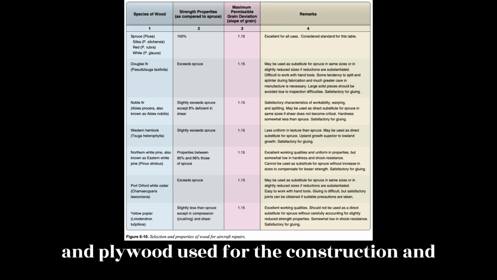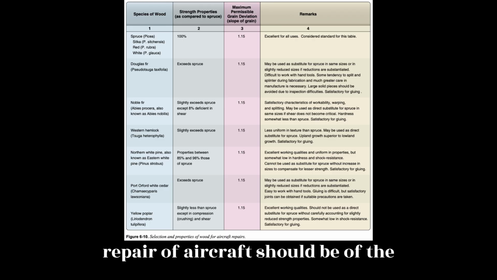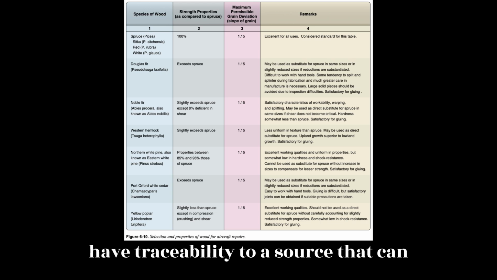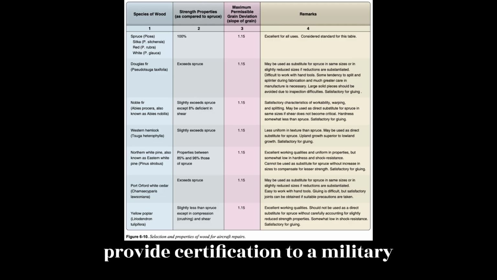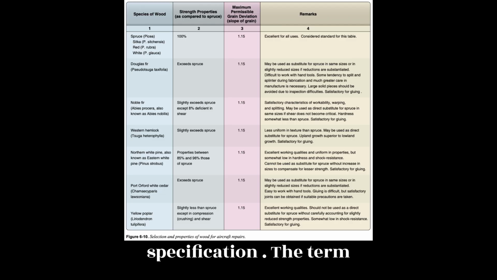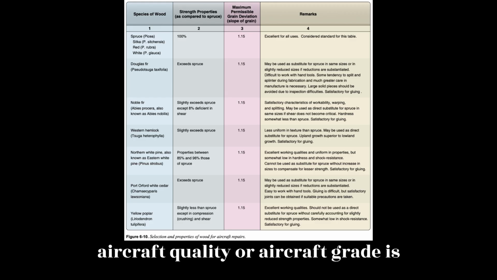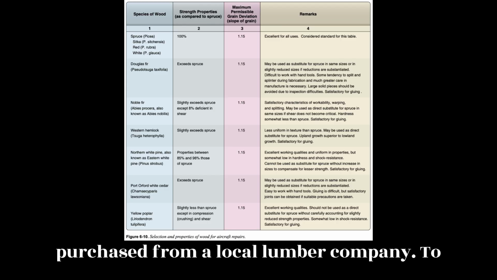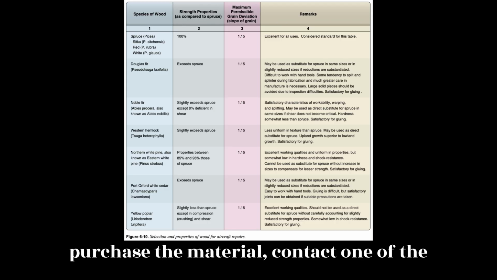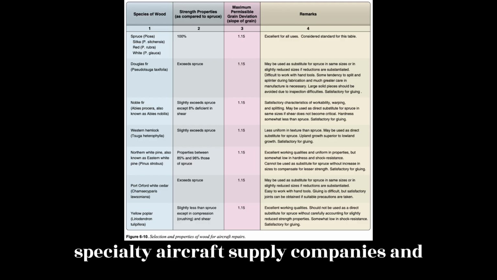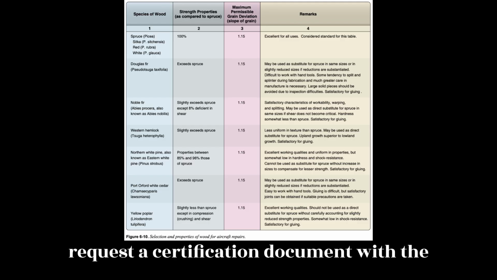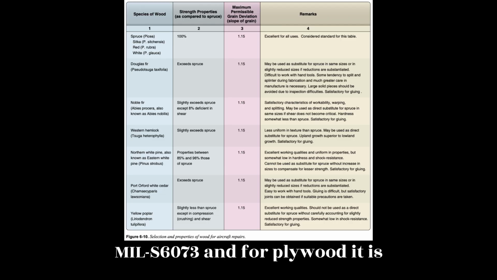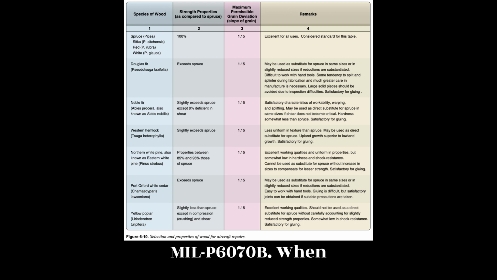All solid wood and plywood used for the construction and repair of aircraft should be of the highest quality and grade. For certificated aircraft, the wood should have traceability to a source that can provide certification to a military specification, MIL spec. The term aircraft quality or aircraft grade is referred to and specified in some repair documents, but that grade wood cannot be purchased from a local lumber company. To purchase the material, contact one of the specialty aircraft supply companies and request a certification document with the order. The MIL spec for solid spruce is MIL-S-6073 and for plywood it is MIL-P-6070B.